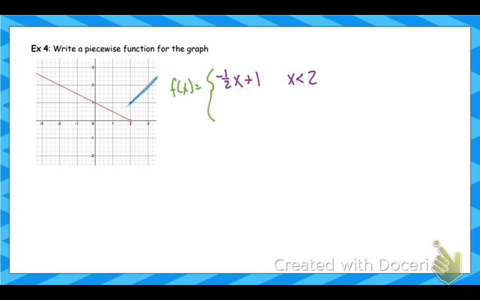So the next piece right here, that has a slope of 1, and I can't see the y-intercept. So I can either solve for it algebraically, or in this case, what's going to be easiest, just continue that graph, and you can see that that y-intercept would be -1. Then we write the domain. It's or equal to, because there's a filled-in circle, and it's when x is greater than or equal to 2.